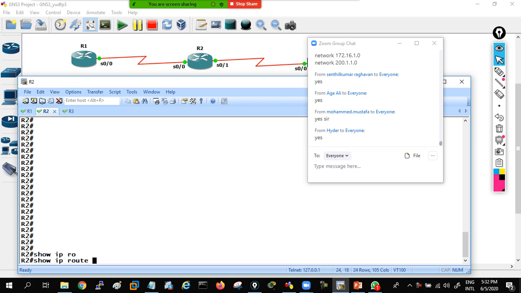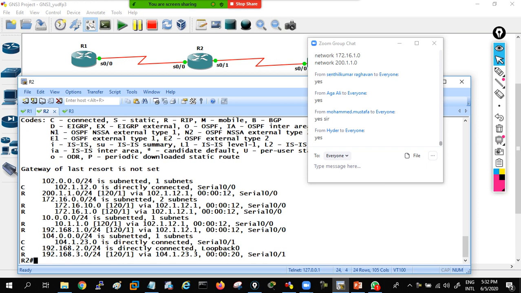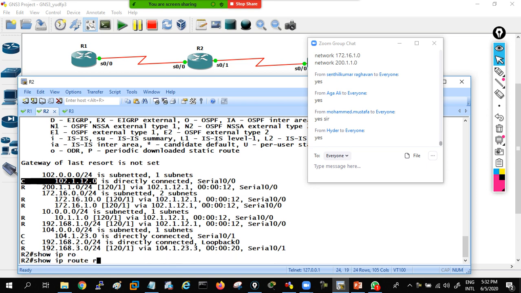If you type show ip route, it will show you all the routes, even the connected networks and RIP routes. See that. When you hit enter, oh, beautiful. Connected networks are also showing. But I want to see only the RIP routes. Type there: show ip route rip. Then it will show you only the RIP routes.